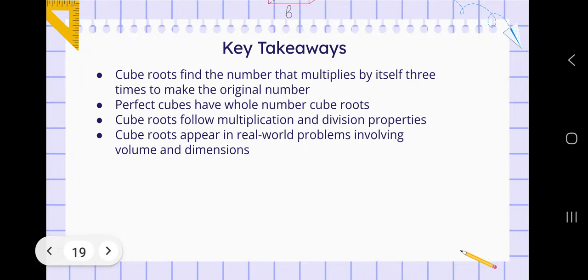Key takeaways. Cube roots find the number that multiplies by itself 3 times to make the original number. Perfect cubes have whole number cube roots. Cube roots follow multiplication and division properties. Cube roots appear in real-world problems involving volume and dimensions.